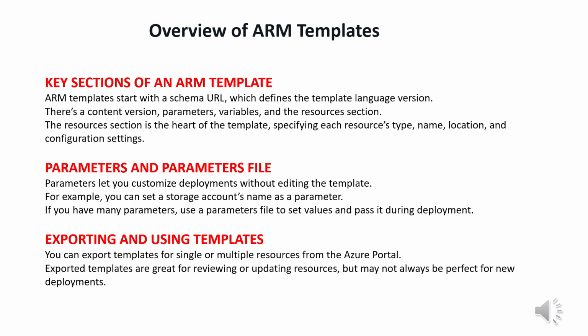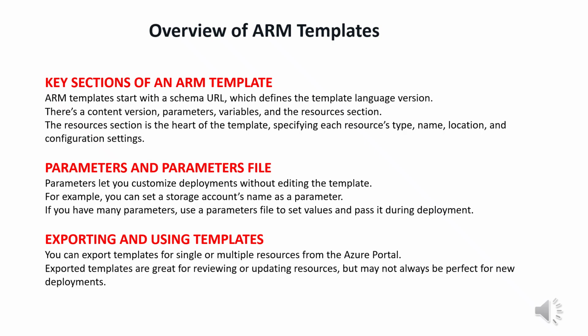ARM templates start with the schema URL, which defines the template language version. There's a content version, parameters, variables, and the resources section. The resources section is the heart of the template, specifying each resource's type, name, location, and configuration settings.